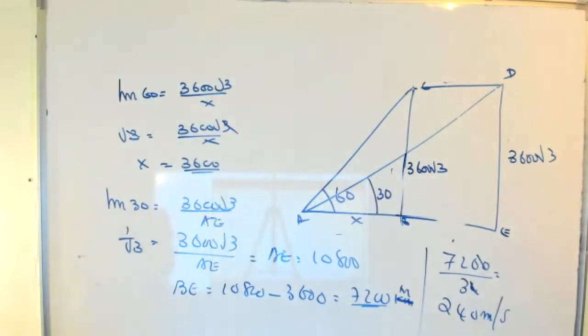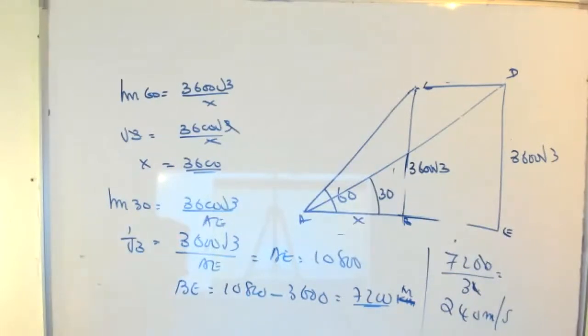Okay, finish on 864 kilometer per hour. Sophia, 7,200 meter, not kilometer. Everything in meter. 3,600 root 3 meter, correct or no? Everything in meter. 7,200 meter. So 7,200 divided by 30 is 240 meter per second, which is 864 kilometer per hour.